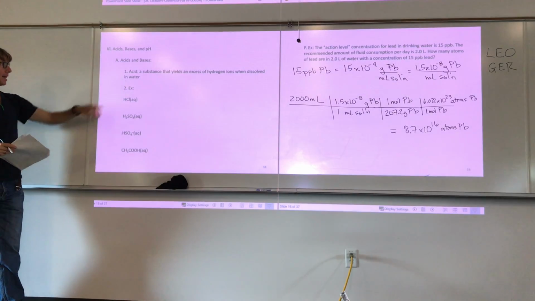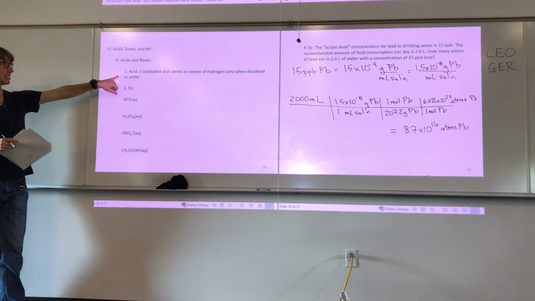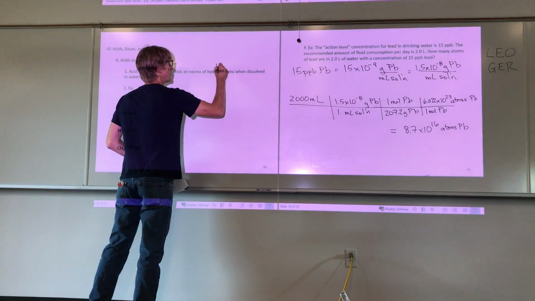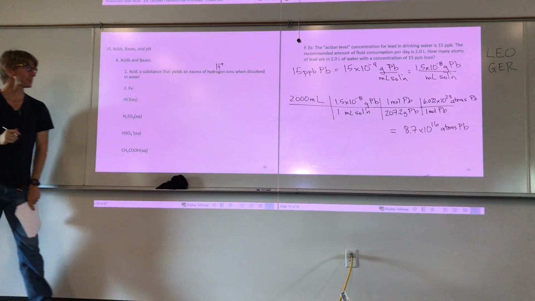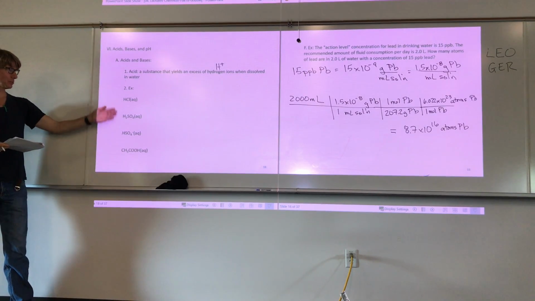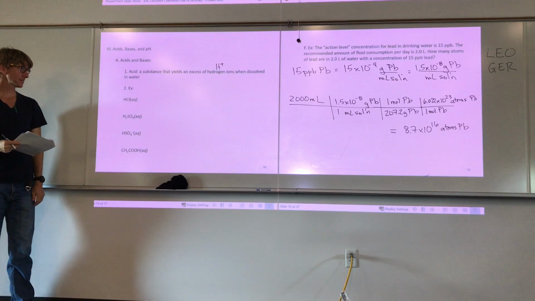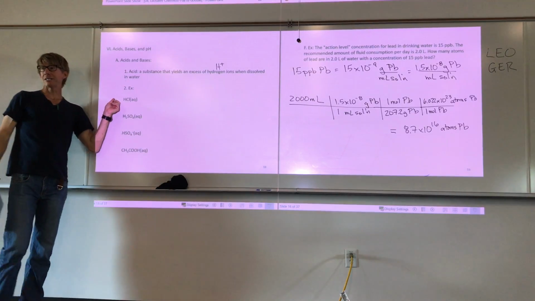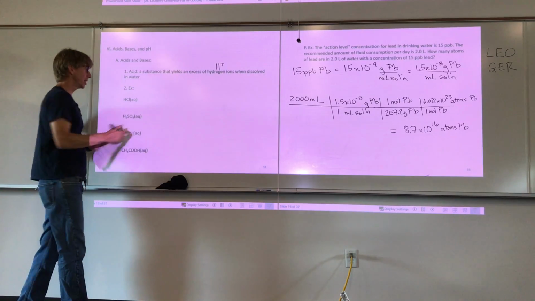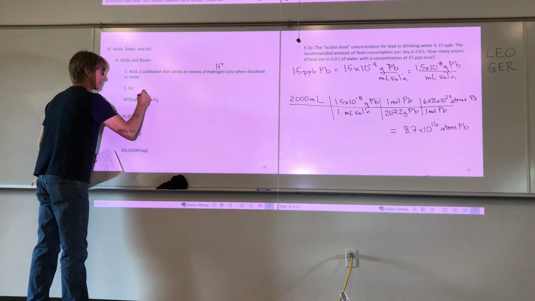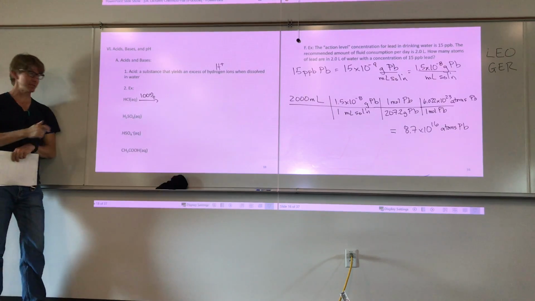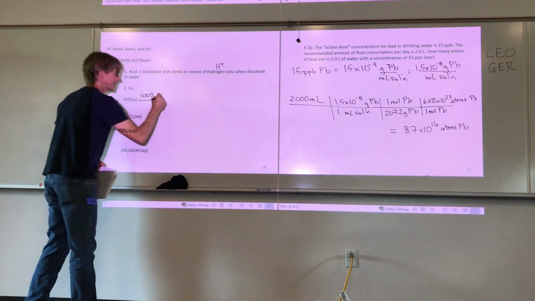And a definition of an acid: a substance that yields an excess of hydrogen ions, those are H+, hydrogen ions, when dissolved in water. We have some examples here. Hydrochloric acid, HCl, strong or weak acid? Strong. Strong acid. We know that HCl goes 100% and splits into ions.